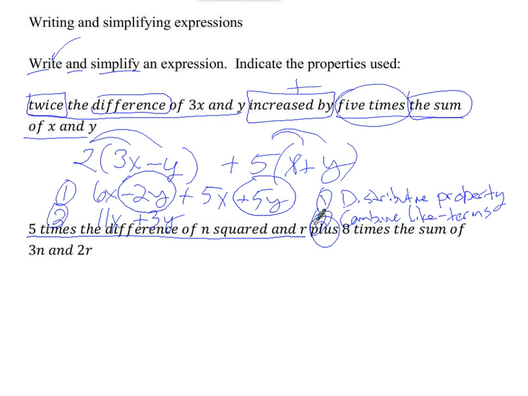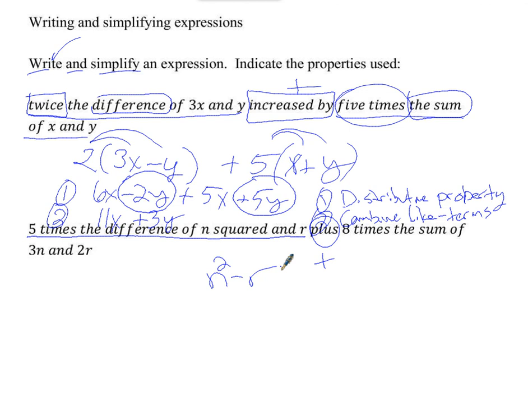Then I have plus. So this is a new thing. This whole thing goes on the left side of the plus, and then the rest of this, 8 times, again, the sum of 3n and 2r, that will go on the right. So this is actually, in this case, where I would start. Now, 5 times the difference of n squared and r, we need to know what difference means. It means subtract. What are we subtracting? We're subtracting n squared and r. So I'm going to write n squared minus r. Same order that they wrote it in, because of the way that they worded it.